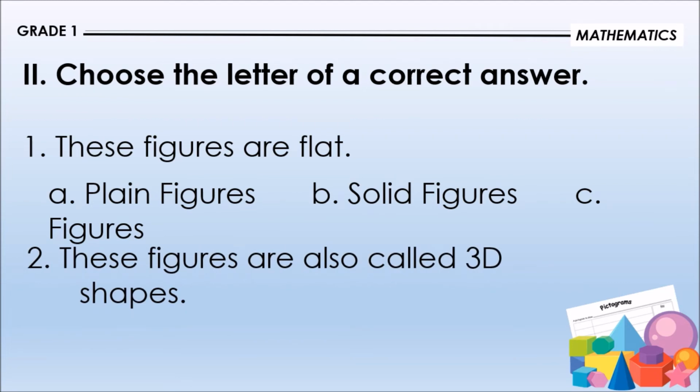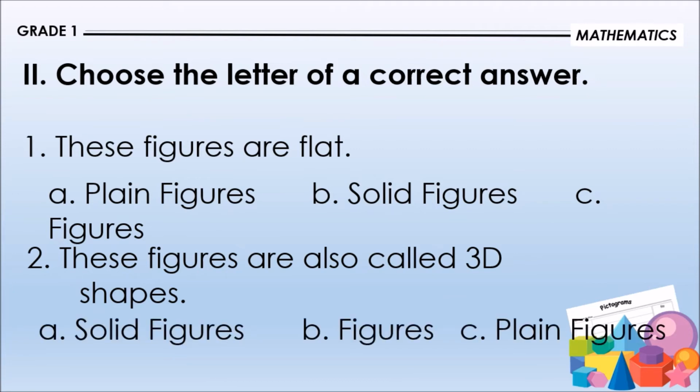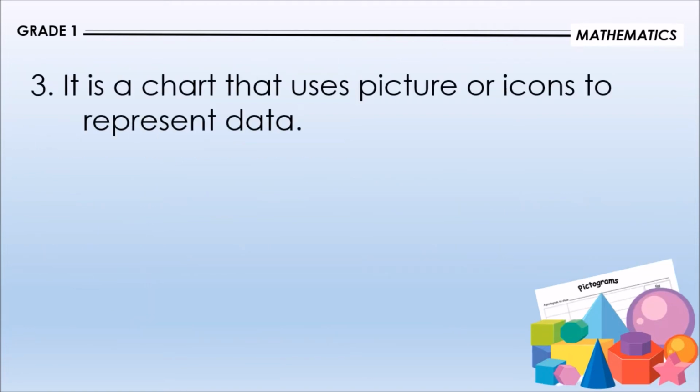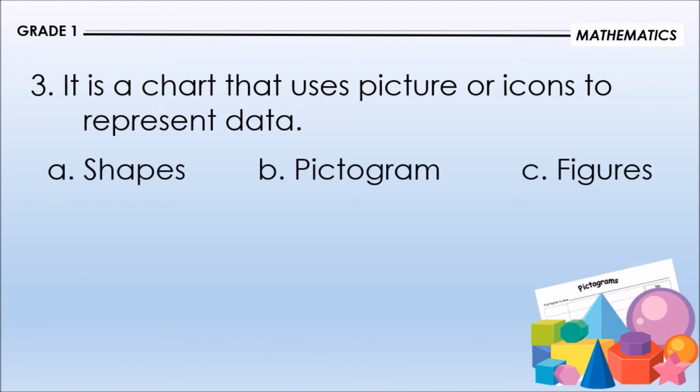Number 2, these figures are also called 3D shapes. A, solid figures. B, figures. C, plain figures. Number 3, it is a chart that uses pictures or icons to represent data. A, shapes. B, pictogram. C, figures.